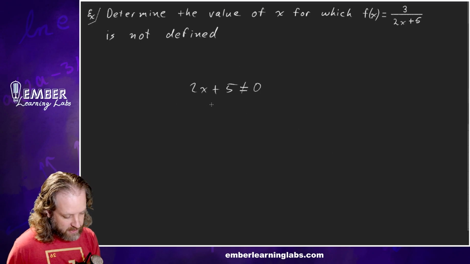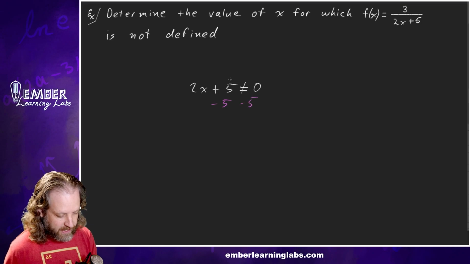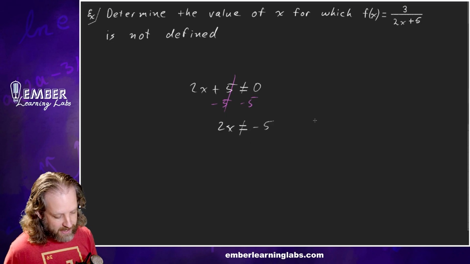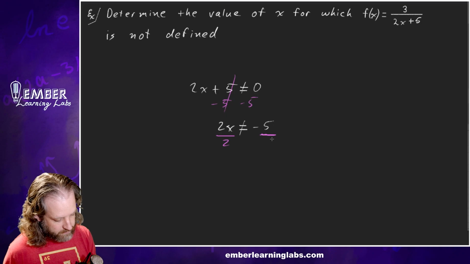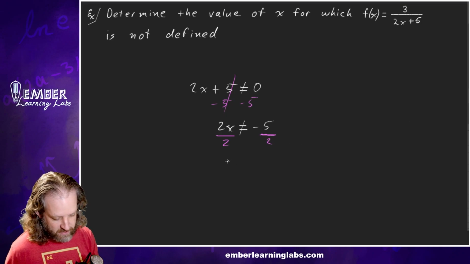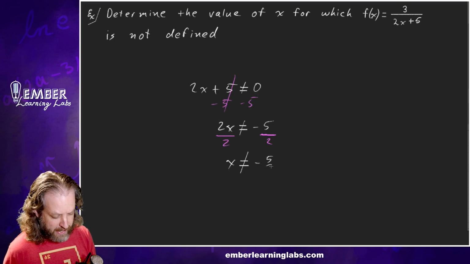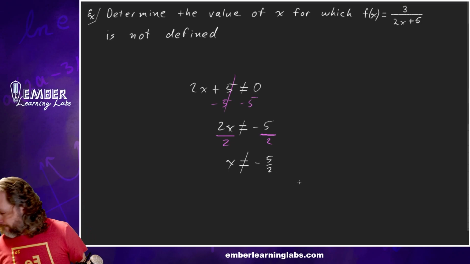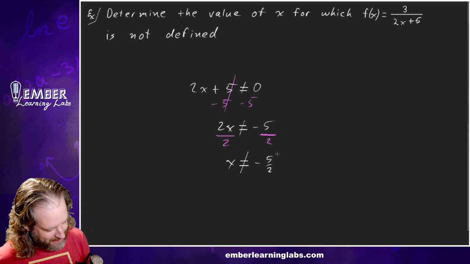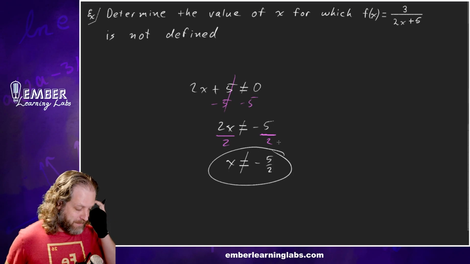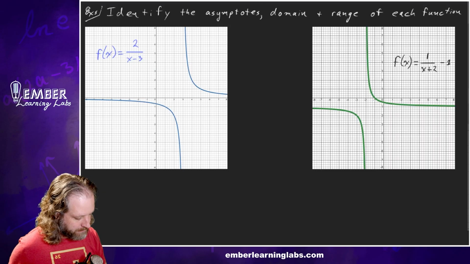Easy peasy, right? So we're going to subtract 5 from both sides, leaving us with 2x does not equal -5, and then we divide by 2 and end up with x cannot equal -5/2. That's easy peasy, right? Let's jump to the next thing.